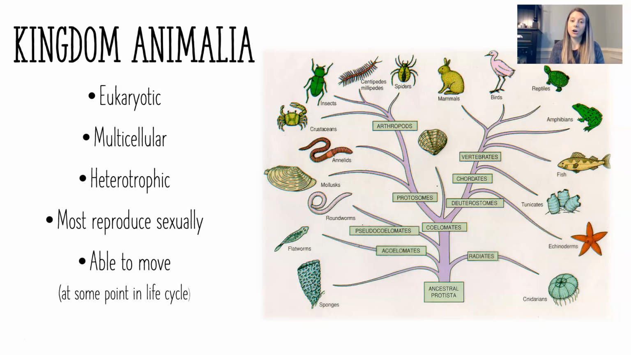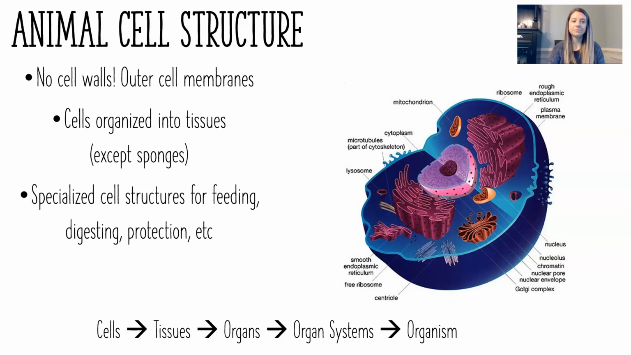And then all animals are able to move, and I'm going to put a little star next to that statement because for a few animals, that's just during their larval stage of their life cycle, but all animals are able to move at some point in their life cycle. So let's refresh our memories on some animal cell structures. Remember, animal cells do not have an outer cell wall. The outer cell covering is just a cell membrane.